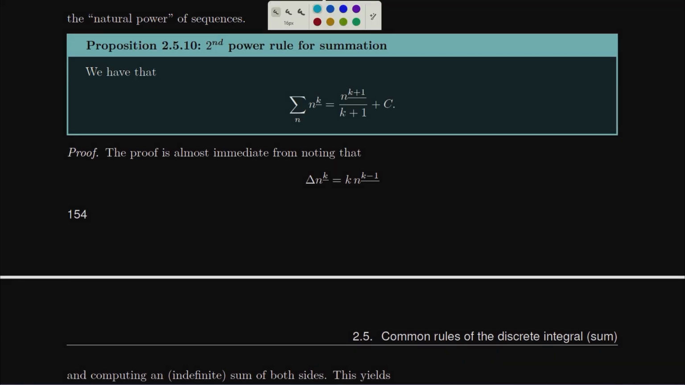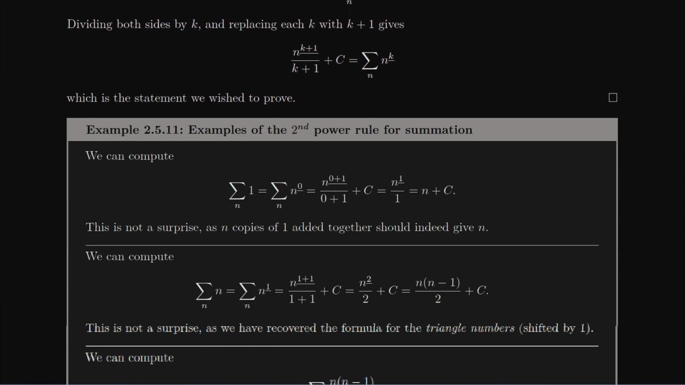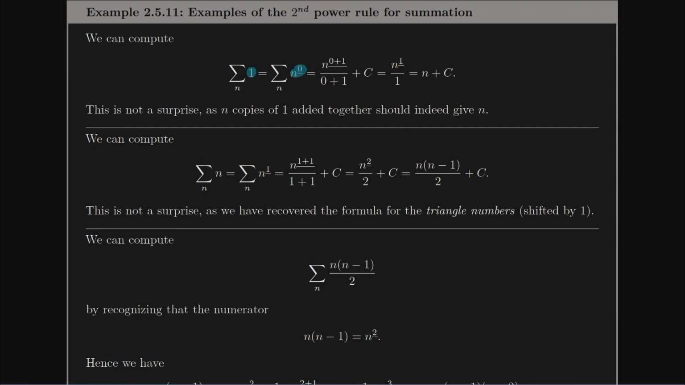This is exactly like our power rule for integrals. We're just going to add 1 to the power, and we're going to divide by the new power. And so I've got some examples of us using that here. In the case of 1, we can think of 1 as n to the 0 falling factorial, in which case we're just going to add 1 to the falling factorial, and we're going to divide by the new power, which is 0 plus 1. So that'll give us n falling factorial 1 divided by 1.